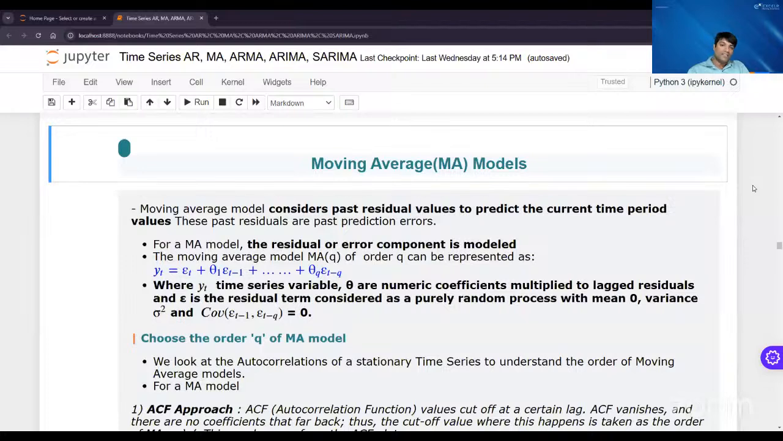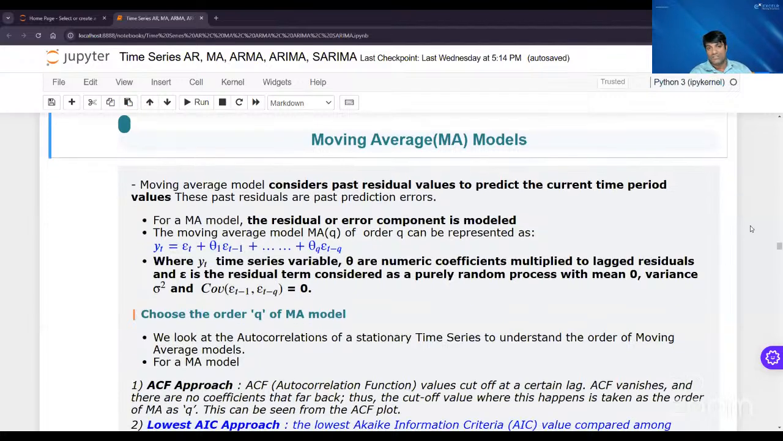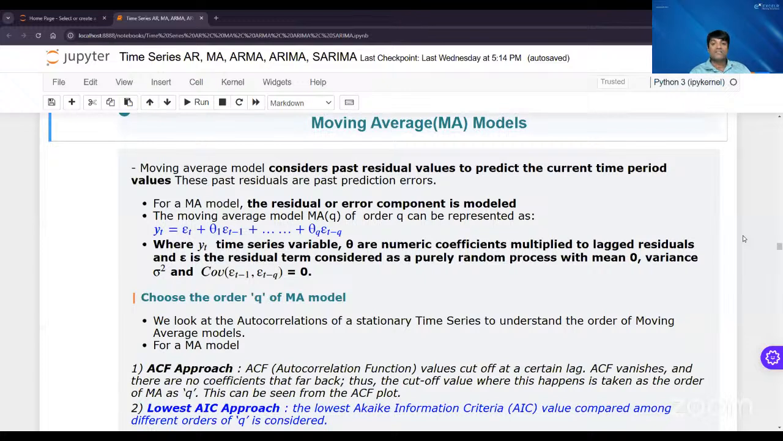That is why AR and MA individually are not used for predictions, but combining them can be used for predictions. This is also something you can keep in mind. Now, coming to the next part, which is the moving average.